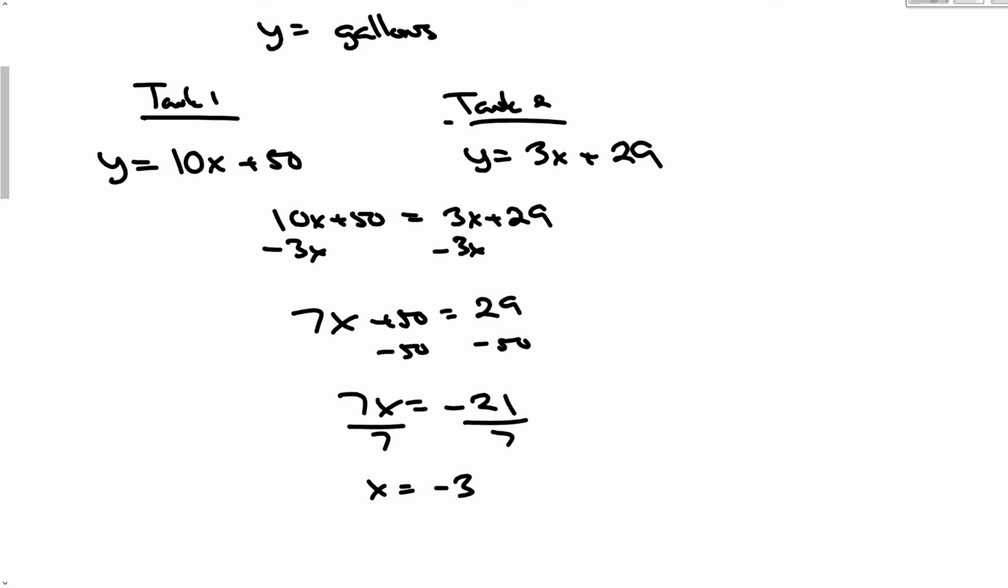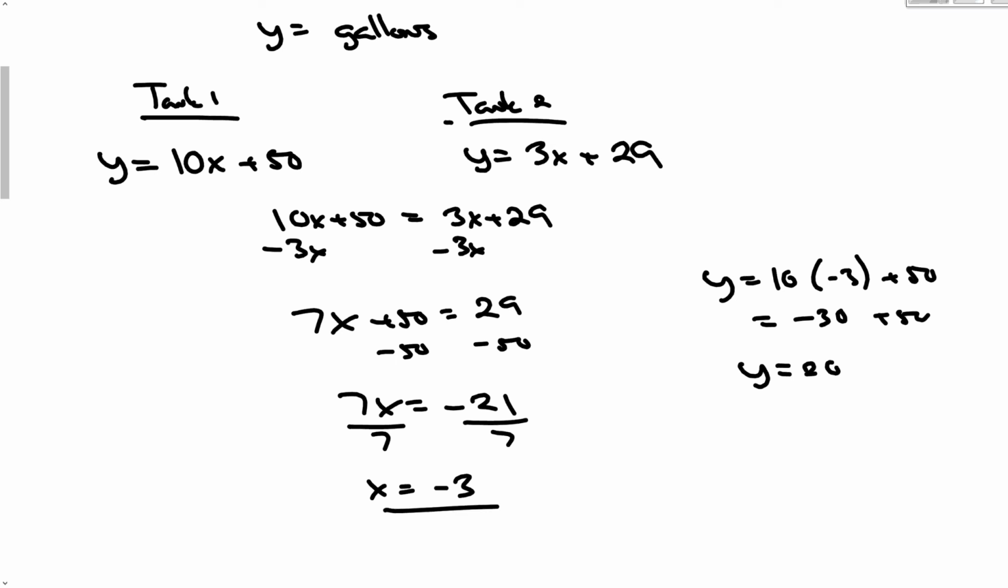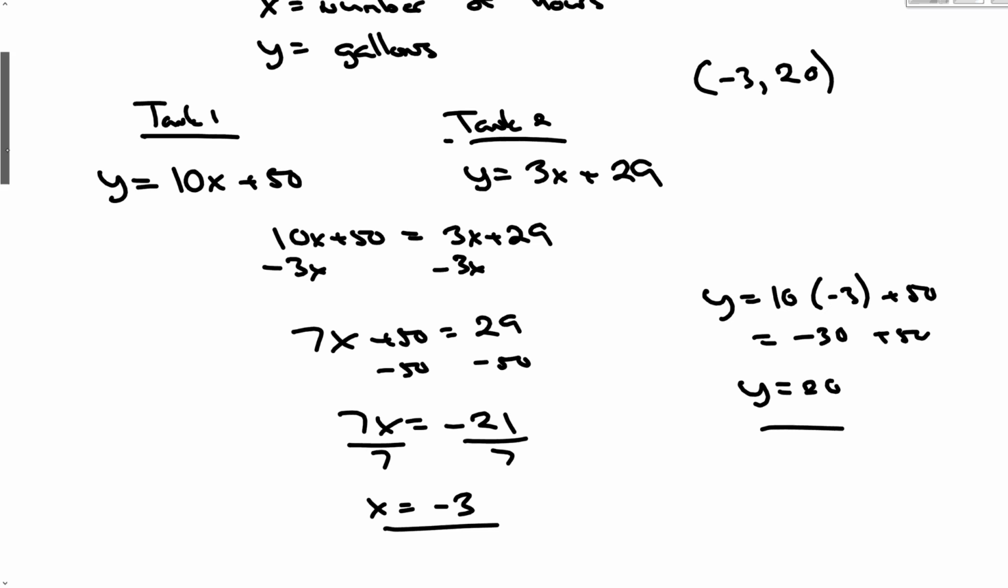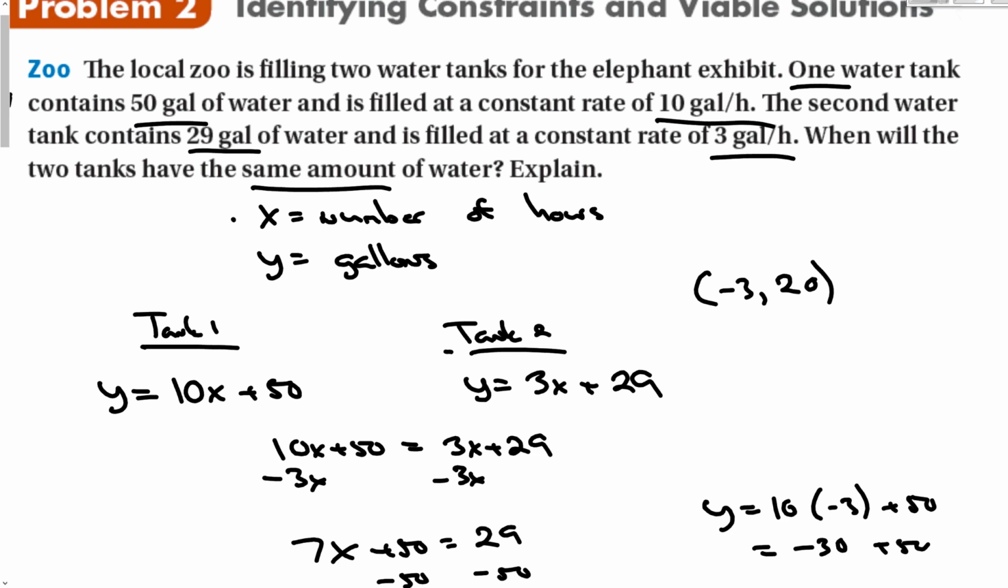Okay, a little weird, but if I plug negative 3 back in, y is going to equal 10 times negative 3 plus 50. So that is going to be negative 30 plus 50. So y is equal to 20. So basically what this answer says is that x is equal to negative 3, y is equal to 20. Let's go back and look at my problem. X is the number of hours. So in negative 3 hours, these two tanks will both have 20 gallons. So that answer does not make sense. So there is no solution to this system since you can't go back 3 hours in time. So these two tanks never have the same amount of water.